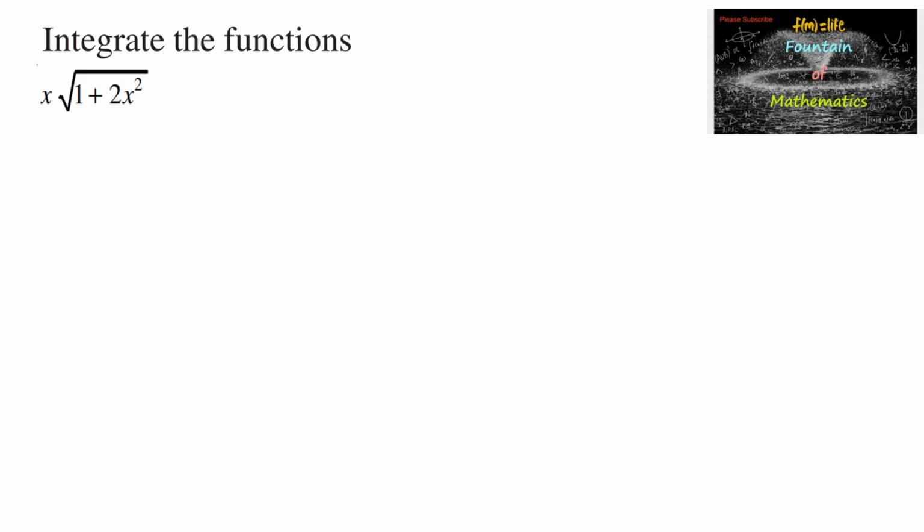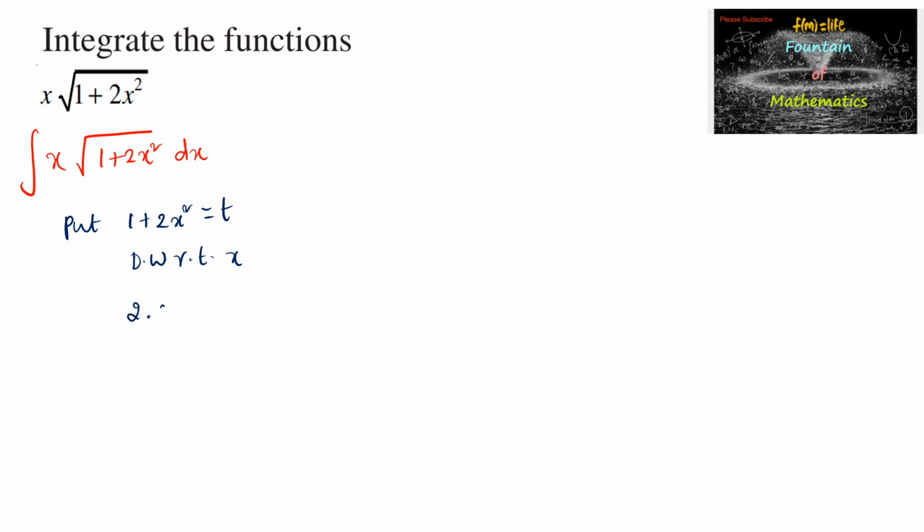Integrate the function x root of 1 plus 2x square. So we can write the integral x root of 1 plus 2x square dx. Here, if we consider x square, the differentiation is x dx. So let us put 1 plus 2x square is equal to t, so that differentiating with respect to x, we will have 2 into 2x dx is equal to dt, or we can write 4x dx is equal to dt, or we can also write x dx is equal to dt divided by 4.